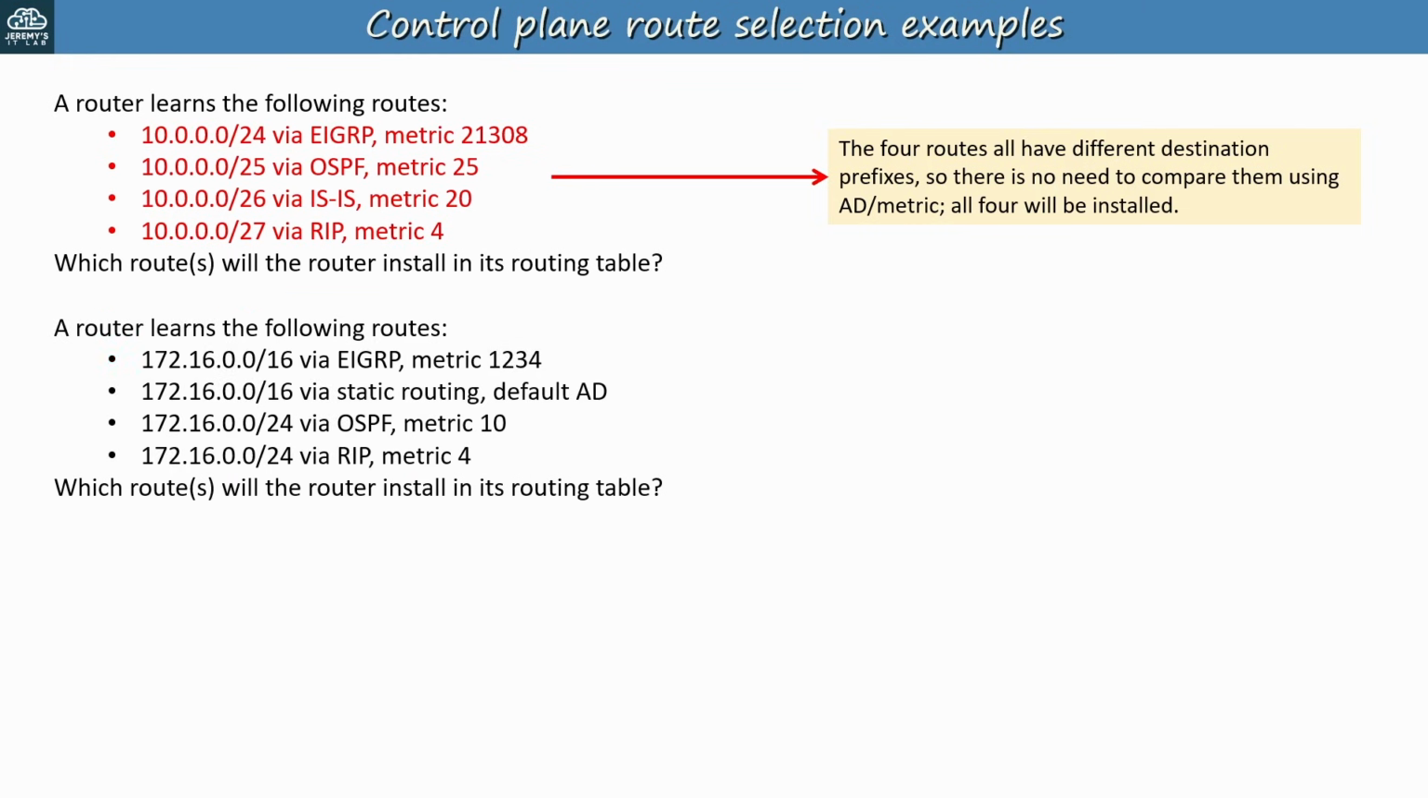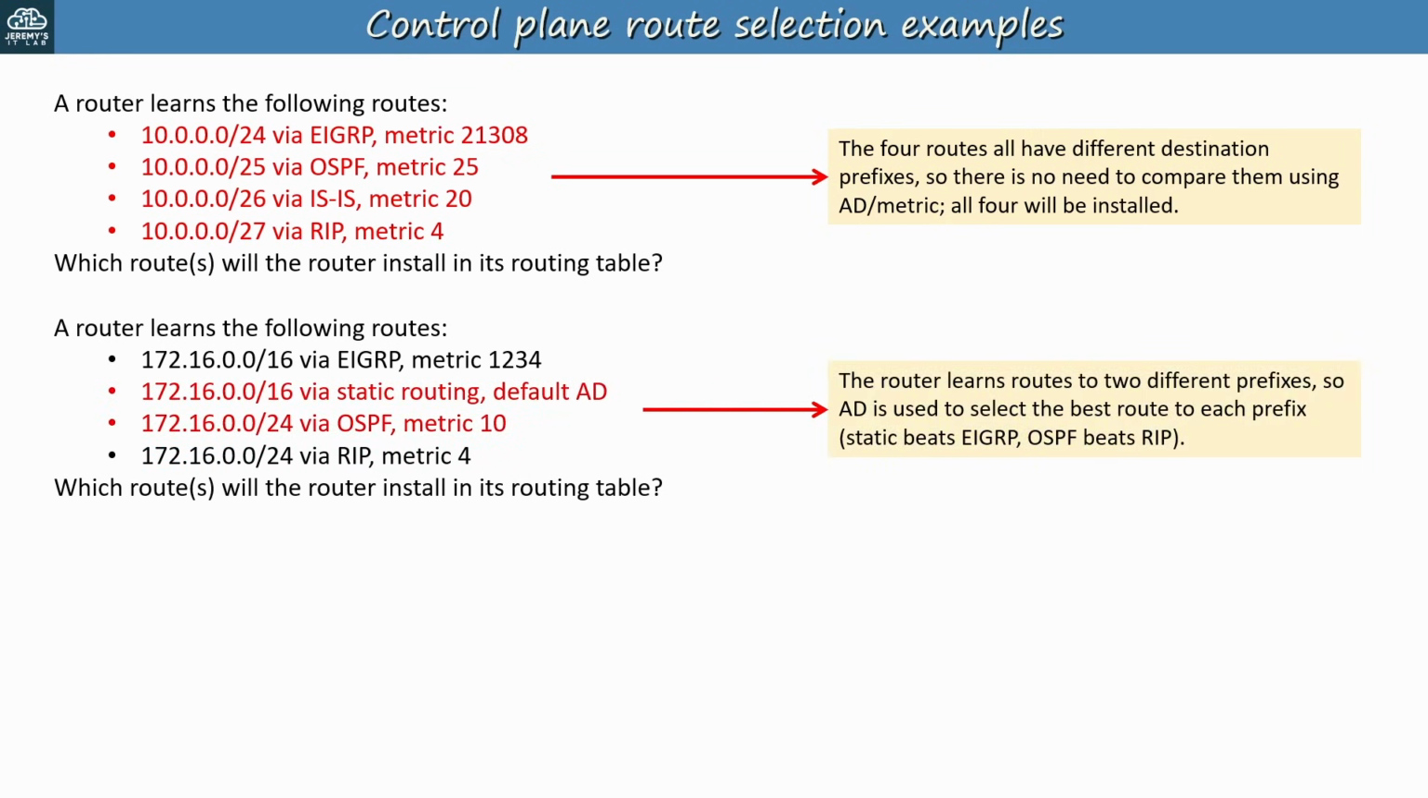Okay, next one. Which of these 4 routes will the router install in its routing table? Again, pause the video if you want to think about it. This time, the router learns 4 routes to 2 different prefixes. So it will select the best route to each prefix, which means these 2. The static route to the /16 beats the EIGRP route, and the OSPF route to the /24 beats the RIP route. Each route is from a different source, so AD is the decider.